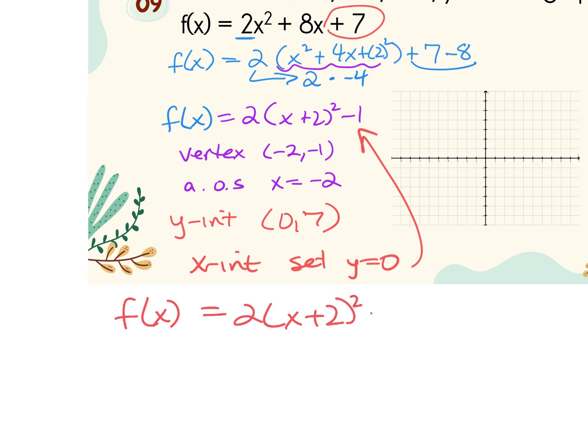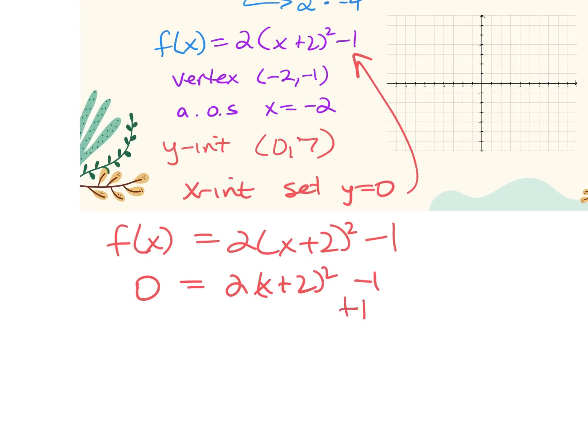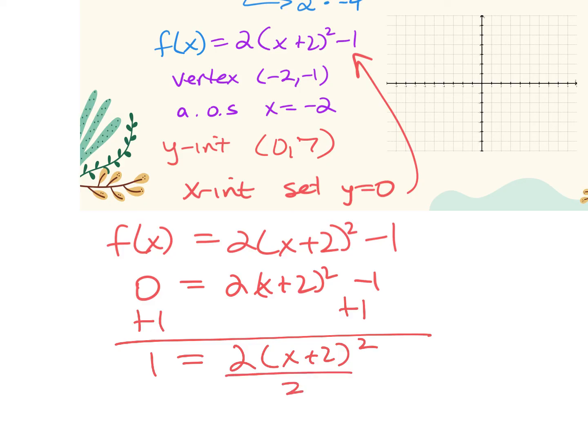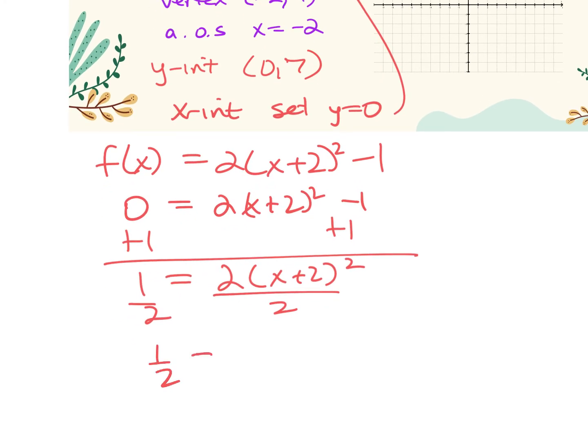And again, I'm going to set f of x, which is really y, equal to 0. In order to use this square root method, I need to isolate the square term. So I'm going to add 1. 1 equals 2 times x plus 2 squared. Divide by 2. 1/2 is equal to x plus 2 squared.